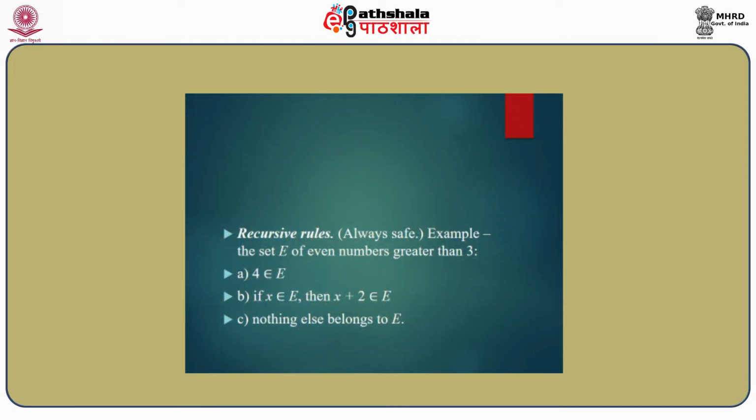The other way of defining is by recursive rules. This is always safe. So, for example, we say that the set E of even numbers greater than 3 is defined as follows. 4 is a member of uppercase E. If x is a member of uppercase E, then x plus 2 is a member of uppercase E. C, nothing else belongs to uppercase E.